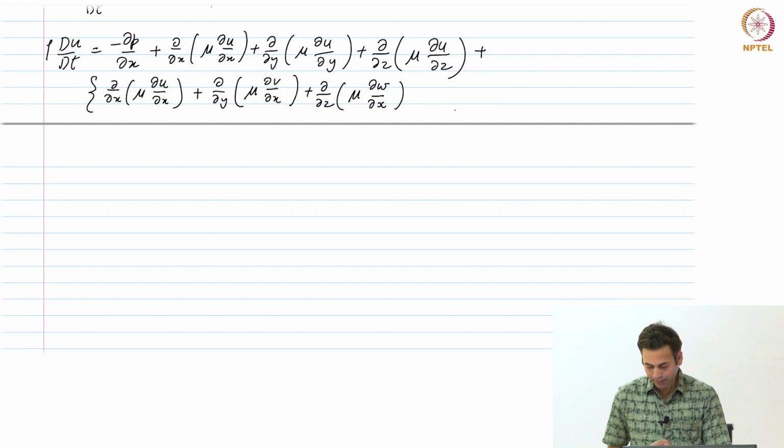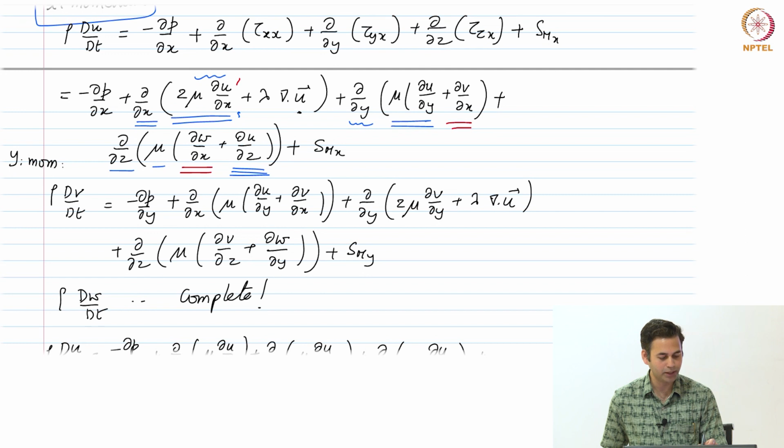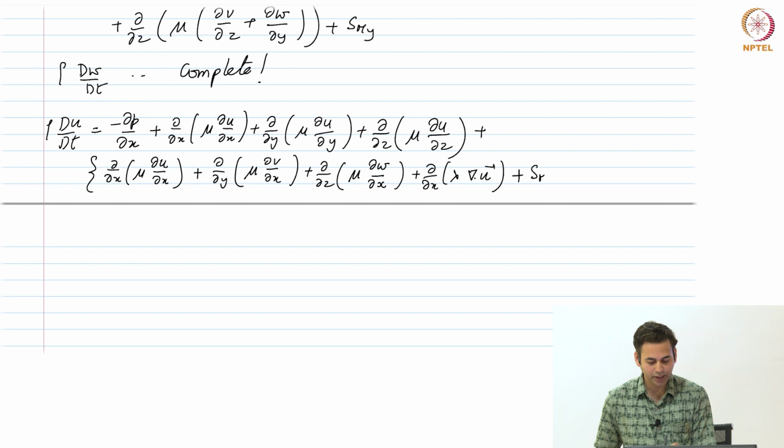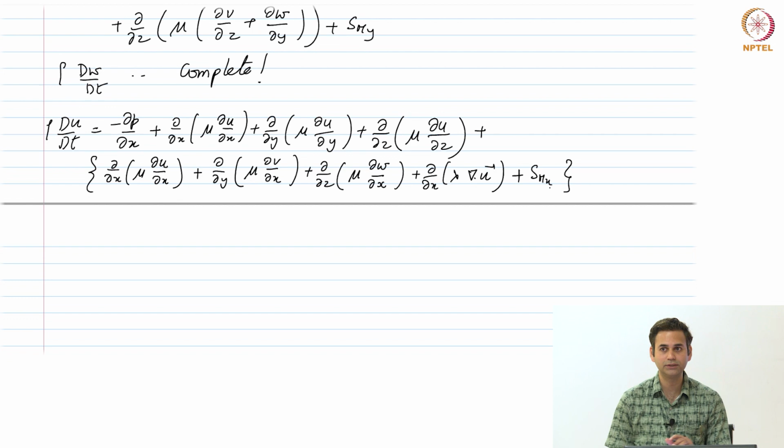Plus, I think we had this del dot u, which is also remaining, isn't it? This guy, right? So that guy would be what? Yeah, so that will be ∂/∂x of lambda times del dot u bar, right? That is the remaining term. Do we have any other terms left out? We have the source term, of course. So that would be plus SMX. Okay, I have written all of these into curly braces. Okay, so is this correct? This is correct. Very good.